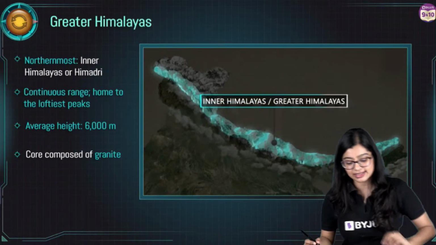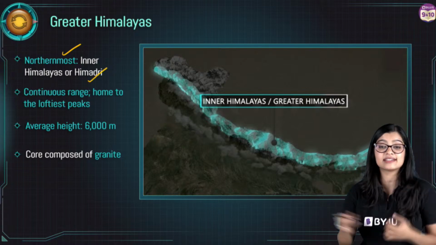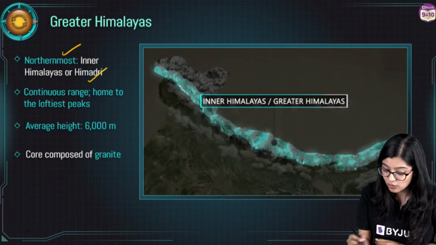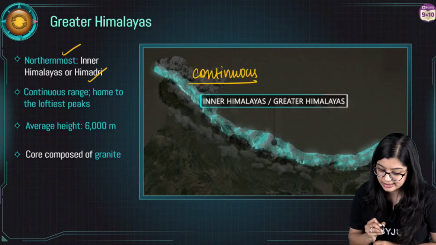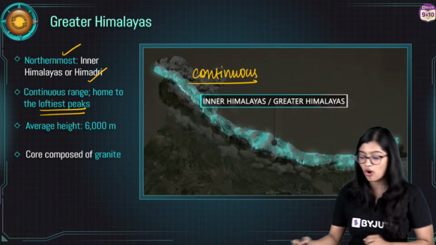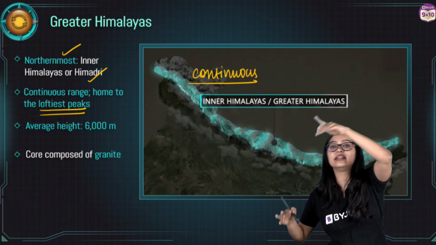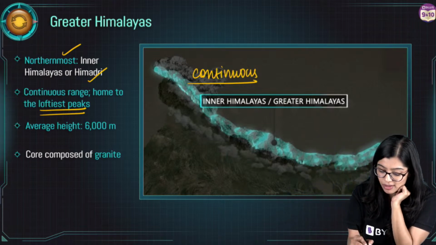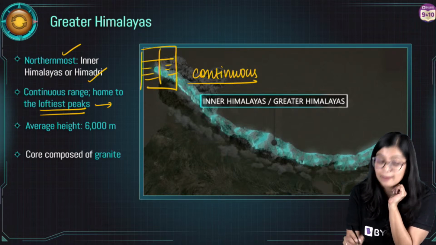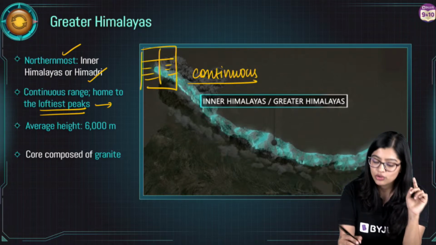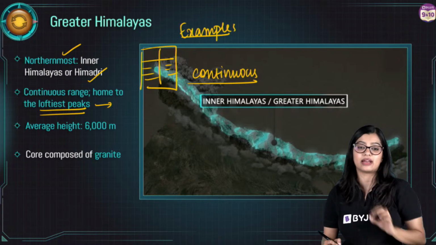The greater Himalayas are also called the inner Himalayas, or Himadri, right? And we know that this is a continuous range, and of course home to the loftiest peaks. Now we see that there are so many different kinds. When you talk about the loftiest peaks, you know that there is a table given in your textbook with all the peaks. So you don't need to memorize them. You can take any 2 examples of peaks that are found in the greater Himalayas.